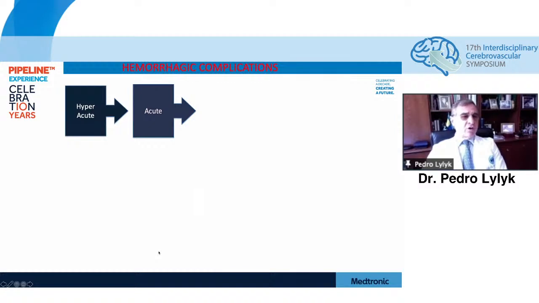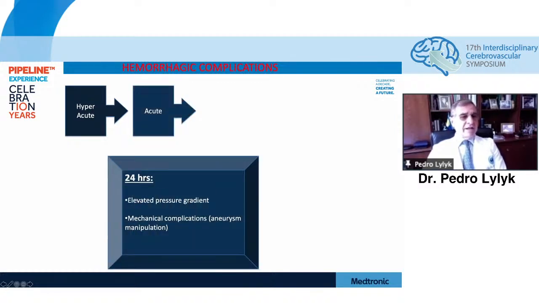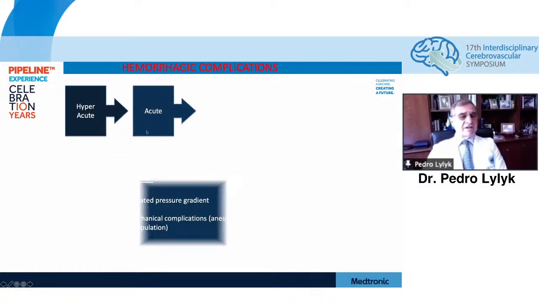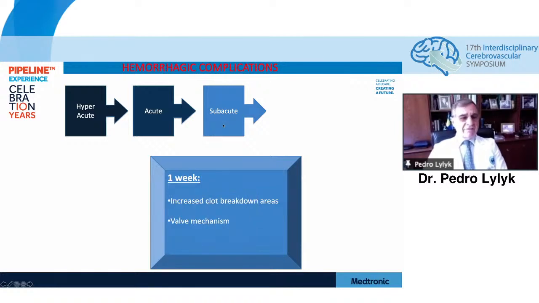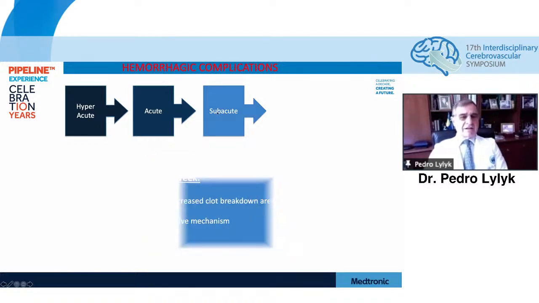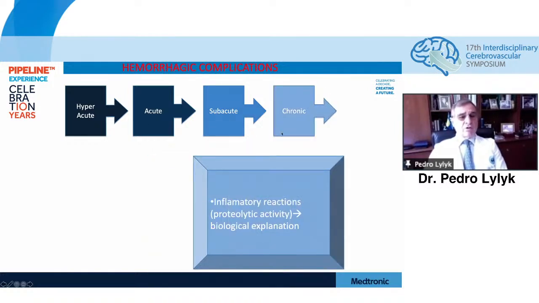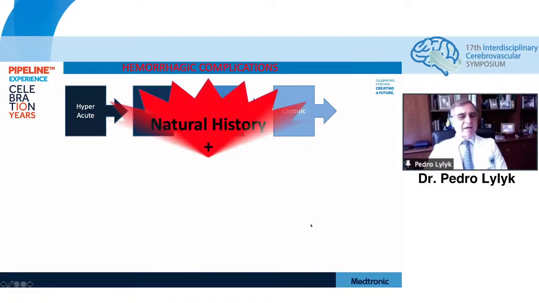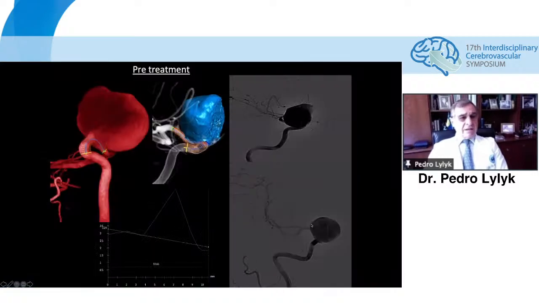Regarding those bleedings, you can have acute hyperacute bleeding, some acute bleeding in the first 24 hours, but also you can have bleeding at 1 week, and we also have bleedings up to 1 month. And I think those are because you have really a proteolytic activity on the wall, as was explained. So I will show you some of our first bleedings.